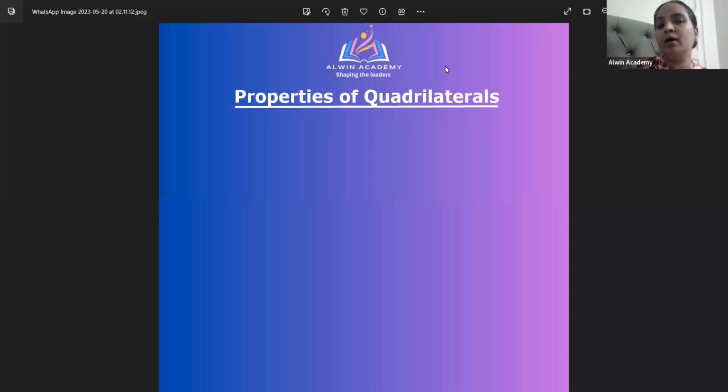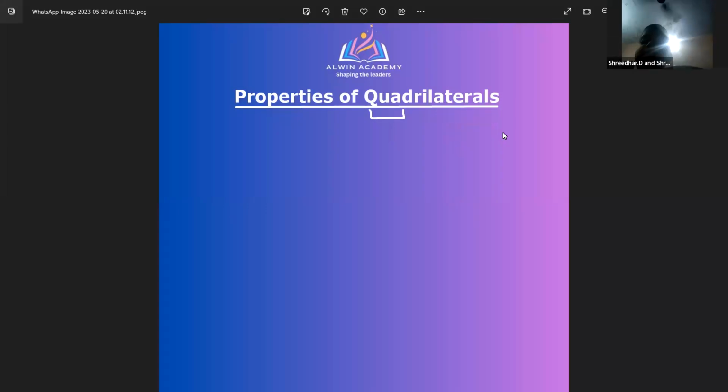So we are learning about properties of quadrilaterals. We are doing it for 8th standard today. And in the quadrilaterals, we'll first of all revise what is a quadrilateral. As the name suggests, quad means four and lateral means sides. So all those figures which have got four sides and it's a closed figure. Any closed four-sided figure made up of line segments only is a quadrilateral, right?